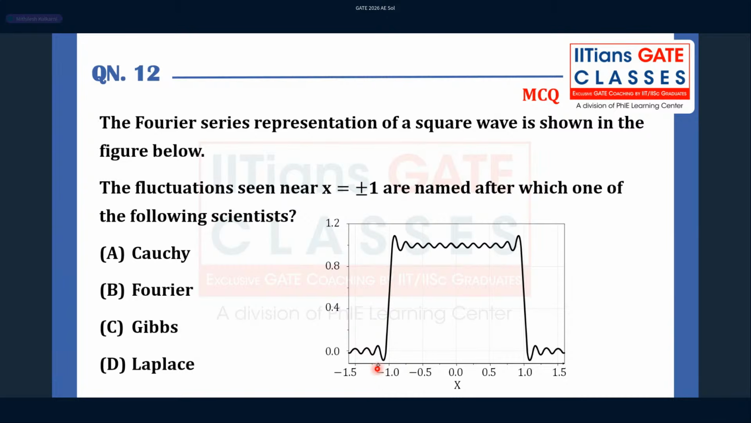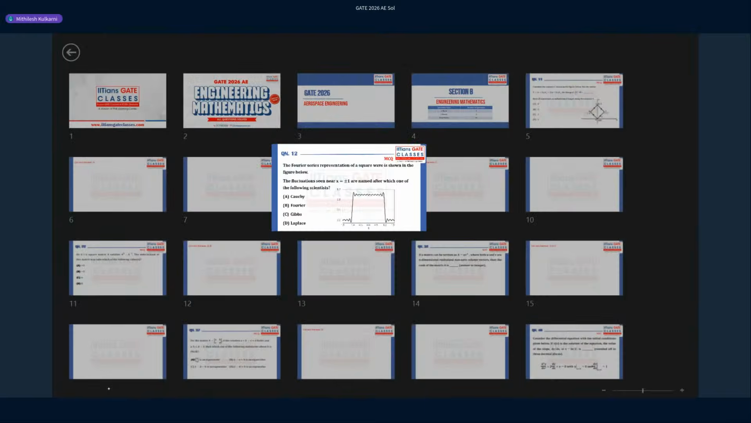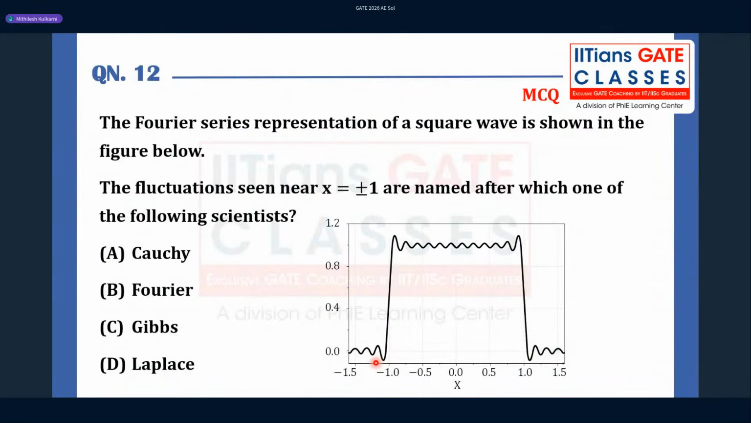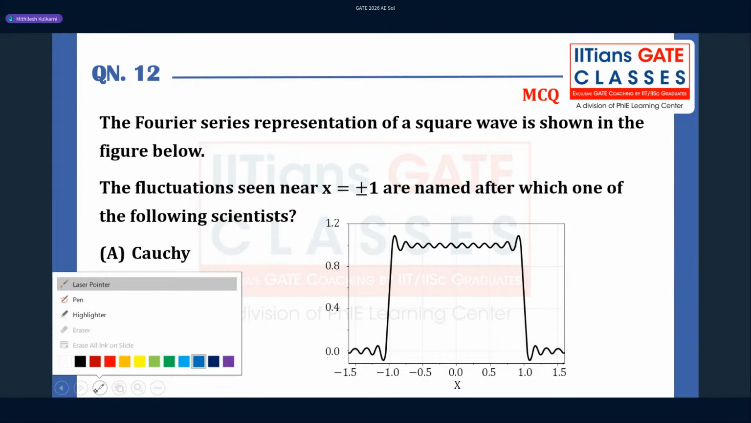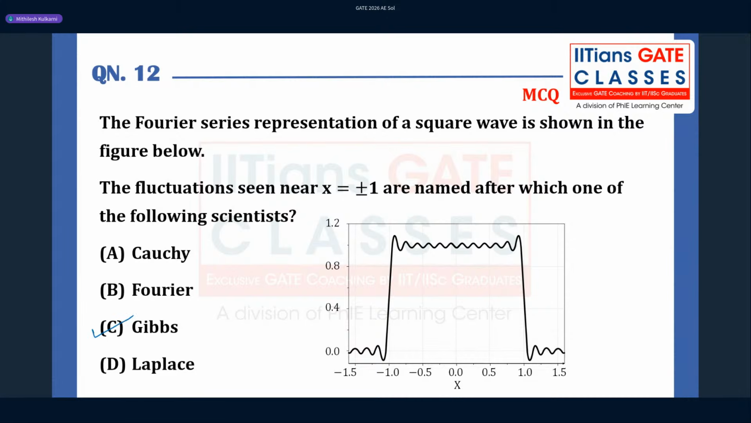This is the square wave, and we are trying to represent it using the Fourier series expansion. The fluctuations were seen near +1 or -1, at both +1 and -1, and they are named after which one of the following scientists? The option here is option C, which is Gibbs.